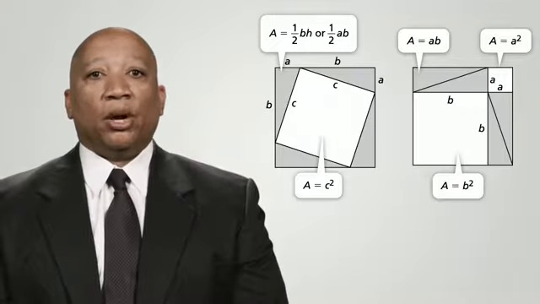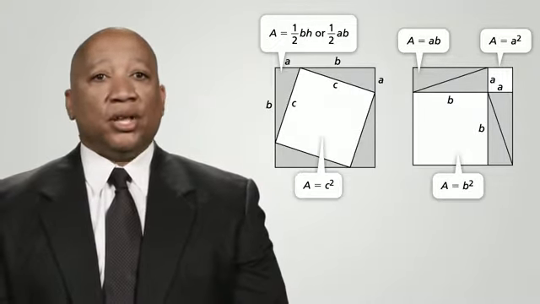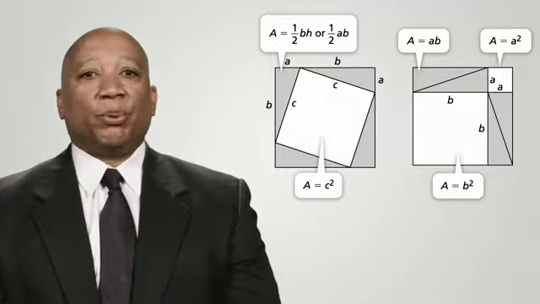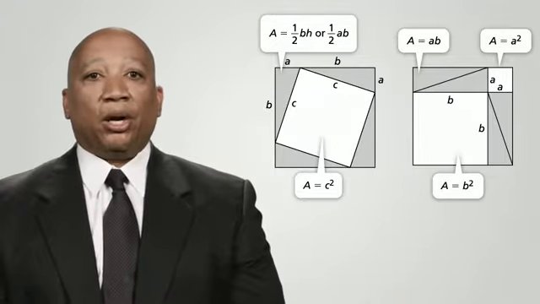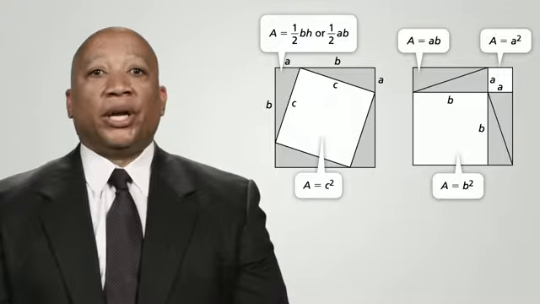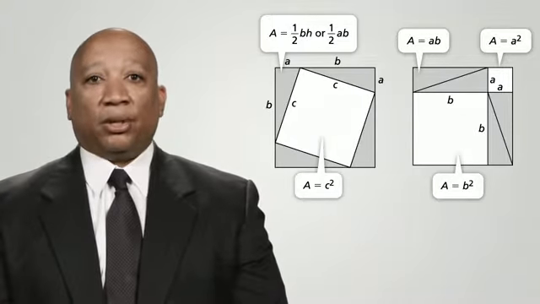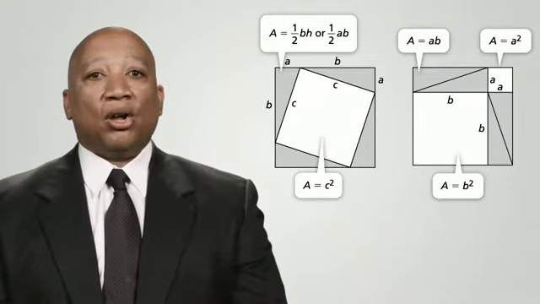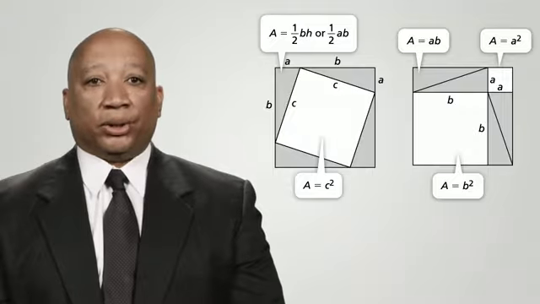In one square, we see that the square is partitioned into a square with an area of c squared and 4 congruent triangles. In the other square, we see that the square is partitioned into a large square with an area of b squared and a small square with an area of a squared and 4 congruent triangles. Notice that all triangles in both squares are congruent.